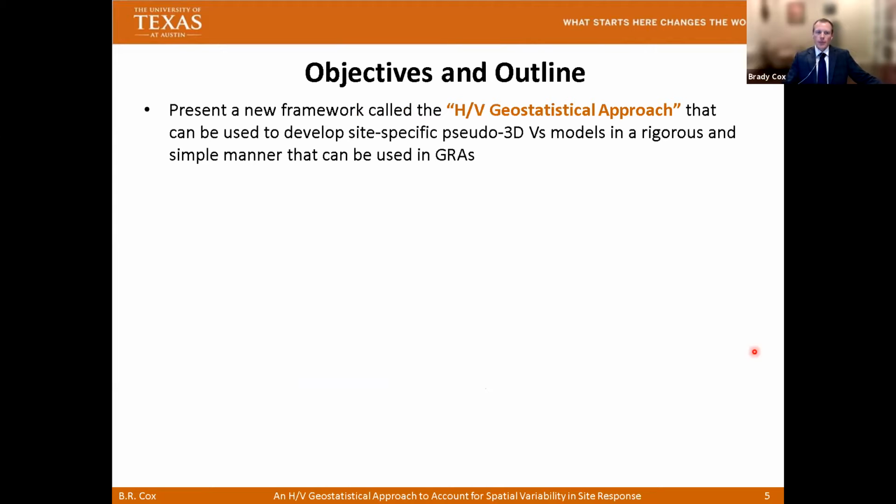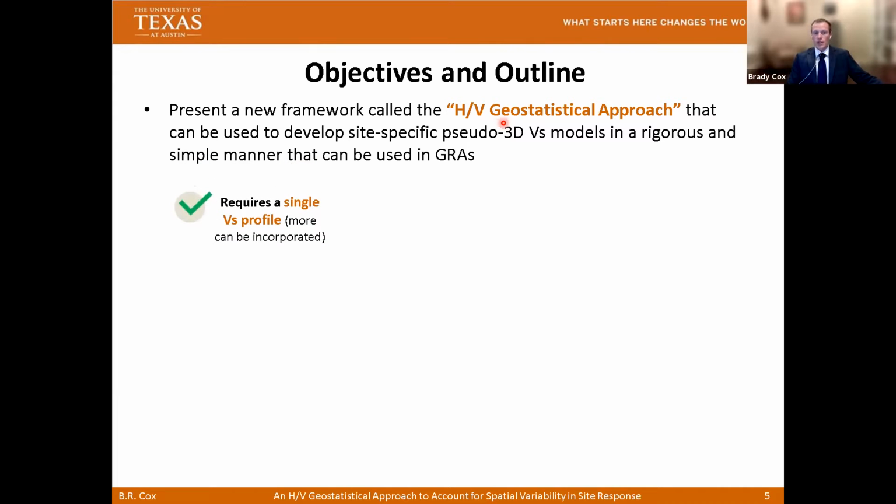Today I'm going to talk about a new framework that we call the H/V geostatistical approach. We can use this H/V geostatistical approach to develop site-specific 3D VS models. We call them pseudo 3D VS models, and I'll show you why later. But it's really a rapid technique that can be performed very cost effectively, that will allow us to incorporate spatial variability on a site-specific scale to be used in ground response studies.